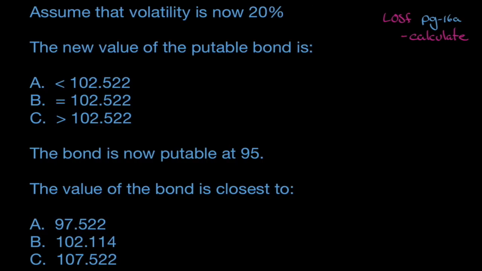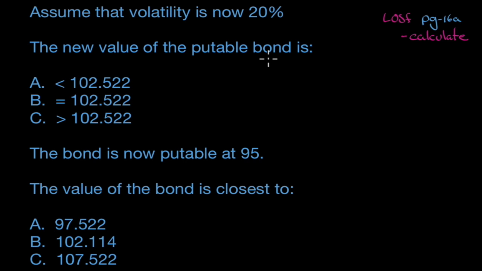All right, let's reinforce that learning. Assume that volatility is now 20%. On that last screen, we calculated the puttable bond at 15% volatility. Now it's 20% volatility. The new value of the puttable bond is, well, let's break it down. What do we know? When volatility increases, the put value increases.